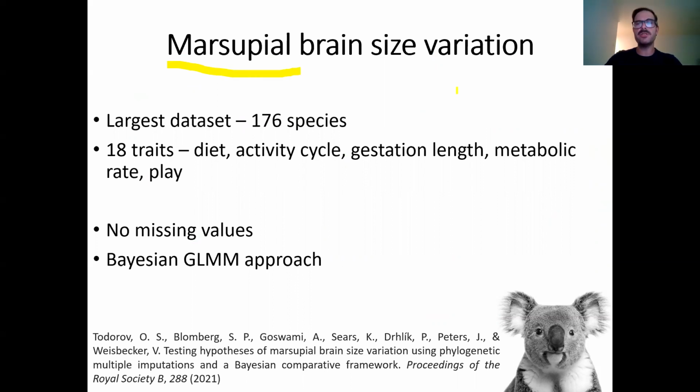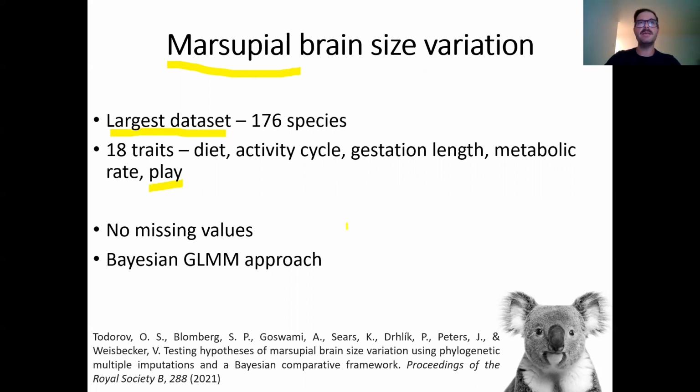They are mostly found in Australia, but they're also found in the Americas and New Guinea. I used the largest data set of marsupials, 176 species out of around 300. I compiled 18 different traits spanning from diet, activity cycle, gestation length, up to proxies of cognition like play.